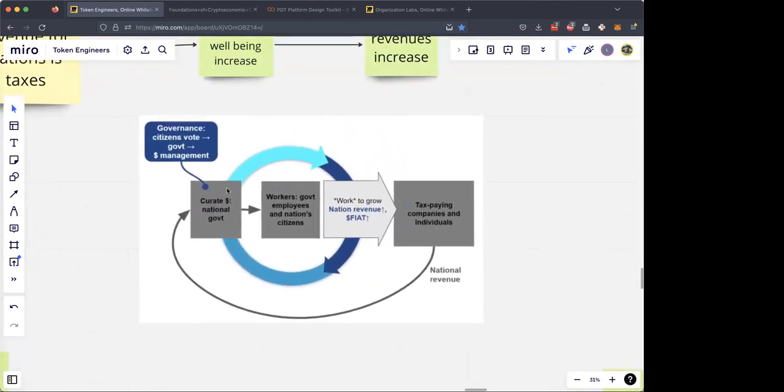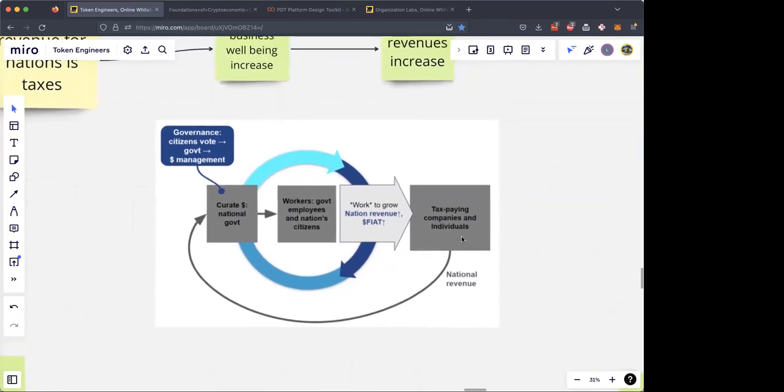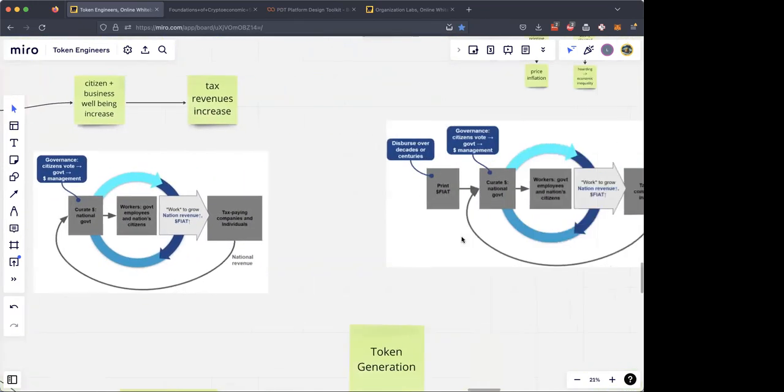You have the national government curating where the money goes, so deciding how to spend the money. You have the workers, who are the employees and citizens. You have work that goes to increase your GDP for the country, so it increases the value of your fiat currency, or the total value of the fiat currency. And then you have national revenue, which comes back into the government budget as taxes. And that's the basic model.